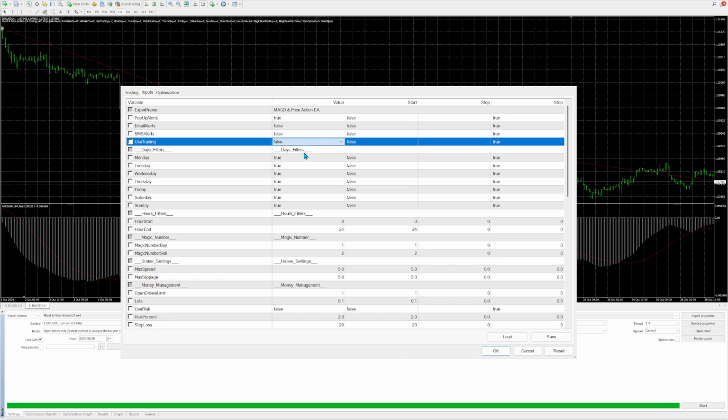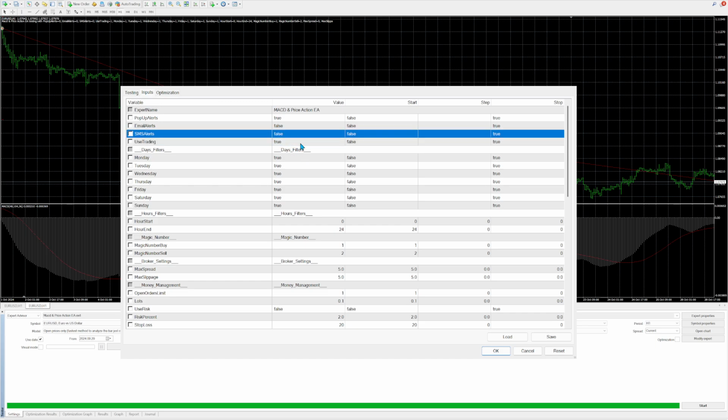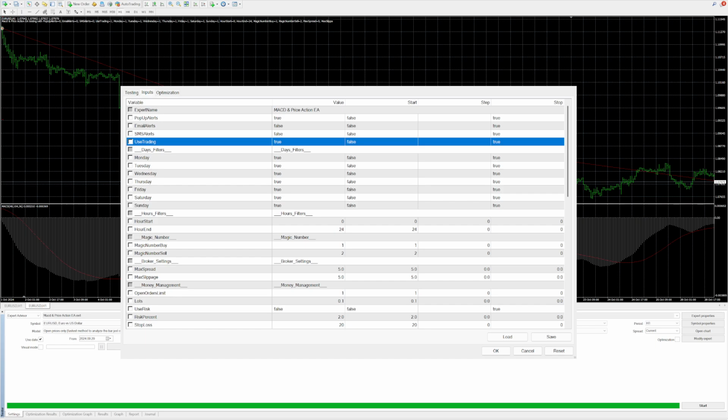Use trading. When this is set to true, the EA will not just alert you, but can also place and manage the trade on your behalf. If you're not going to be around to place the trade and you want the EA to do it, you can always hop back in later and manage it when you have a chance to.